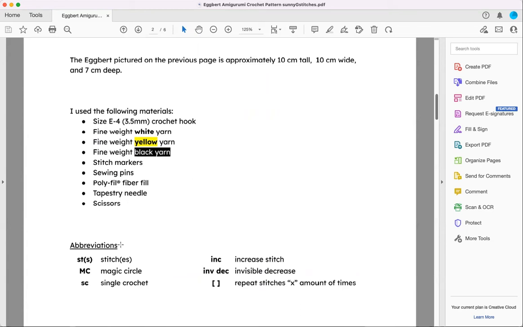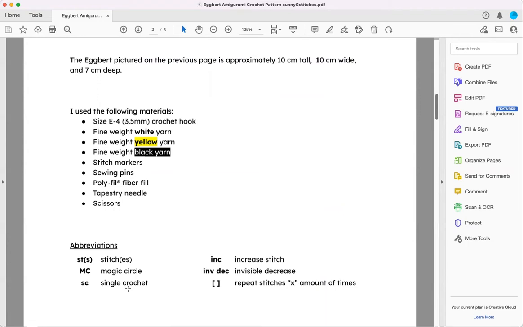For the abbreviations, these are pretty universal in any English pattern with US terminology. However, sometimes there are slight variations, which is why they are always listed at the beginning of a pattern. When I'm referring to a stitch, that will be denoted with an ST. If I'm talking about multiple stitches, that will be abbreviated with an STS. MC stands for magic circle. In other patterns, you might see MR, which is referring to a magic ring. Keep in mind, magic circle and magic ring are referring to the exact same thing.